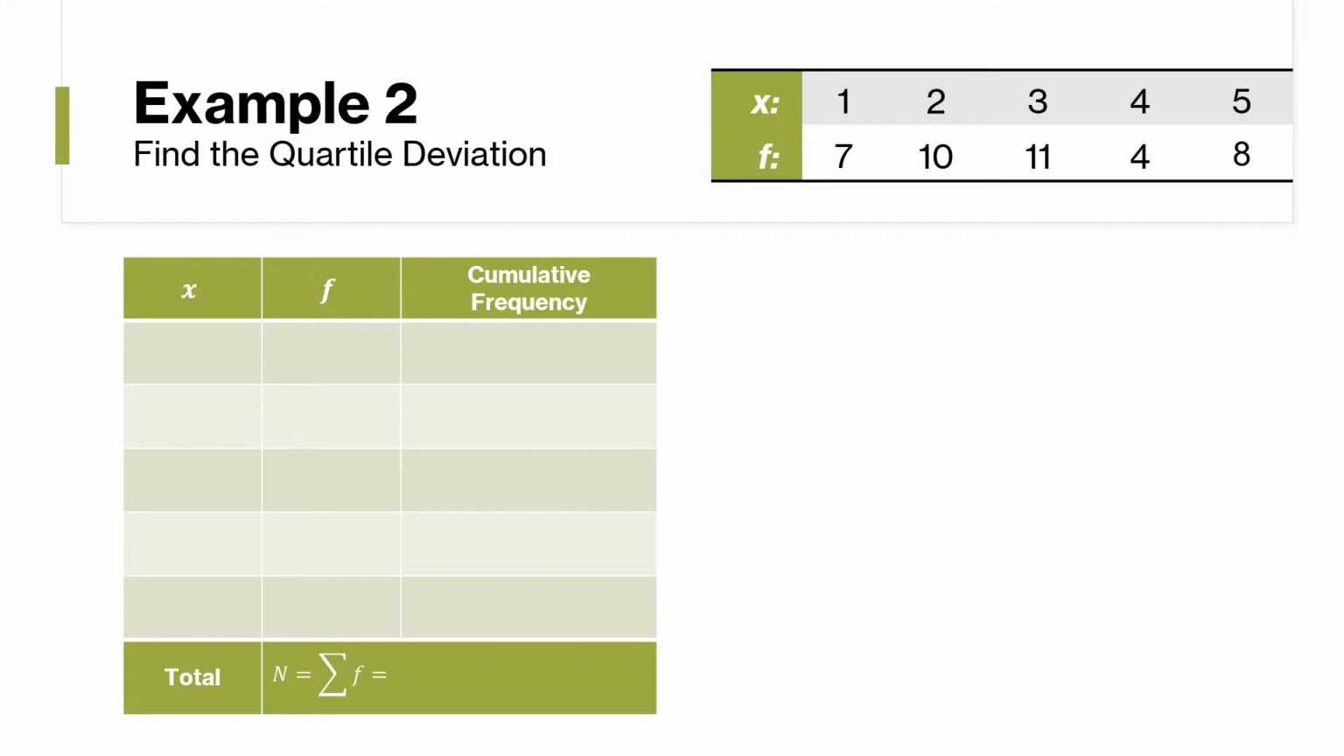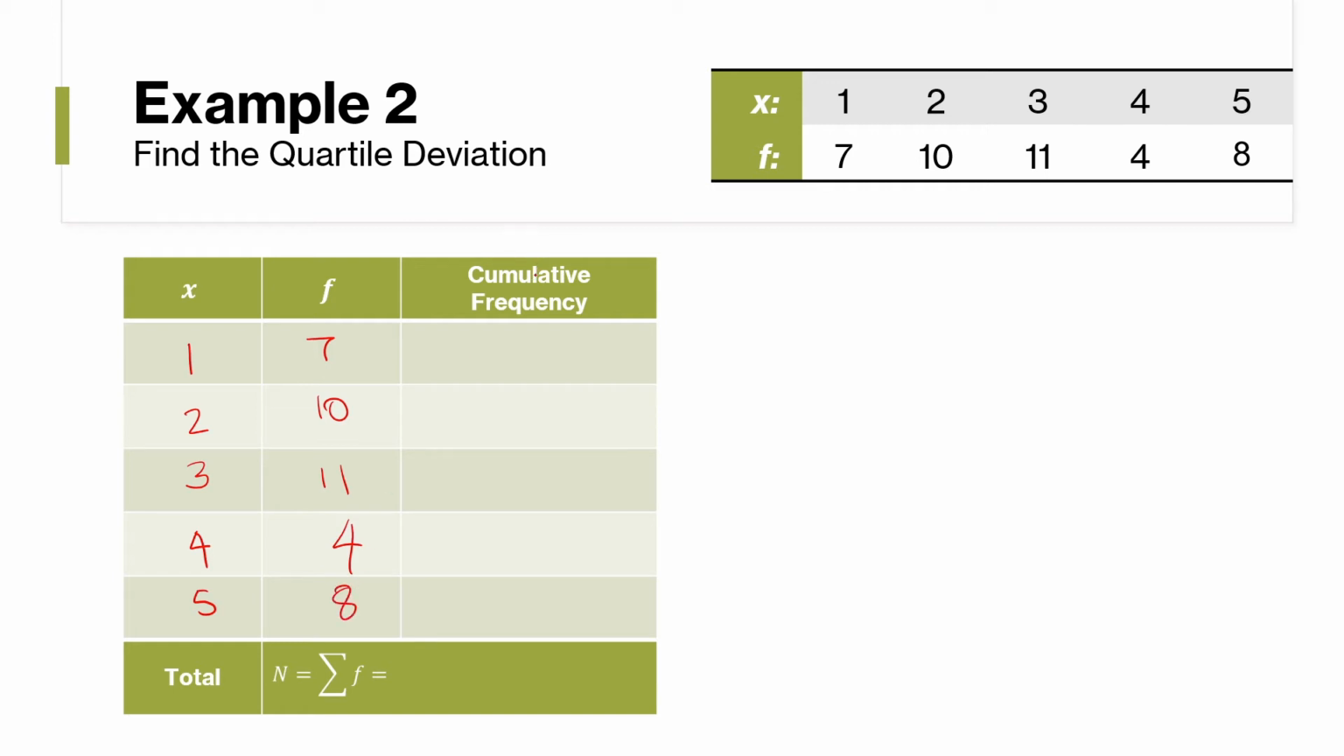So to find the n by 4th and 3n by 4th values, we obviously need to draw a cumulative frequency table like we did for median. To do that, I have drawn the table. Let's fill in the data. X takes values from 1 to 5 in this case, and it has frequencies 7, 10, 11, 4, 8.